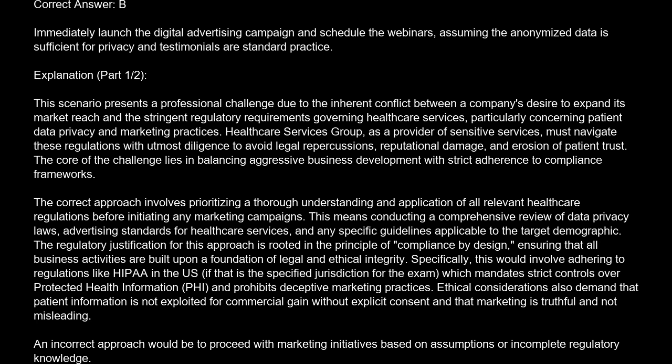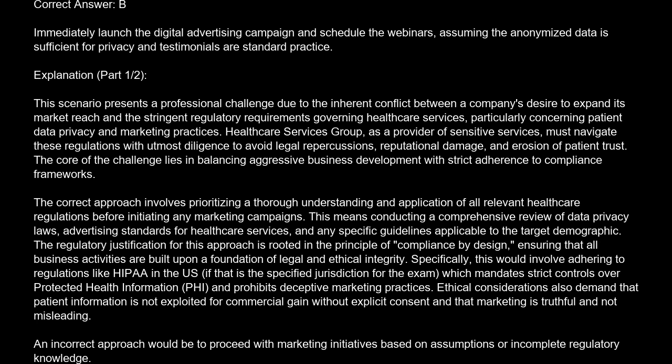Healthcare Services Group, as a provider of sensitive services, must navigate these regulations with utmost diligence to avoid legal repercussions, reputational damage, and erosion of patient trust. The core of the challenge lies in balancing aggressive business development with strict adherence to compliance frameworks. The correct approach involves prioritizing a thorough understanding and application of all relevant healthcare regulations before initiating any marketing campaigns.